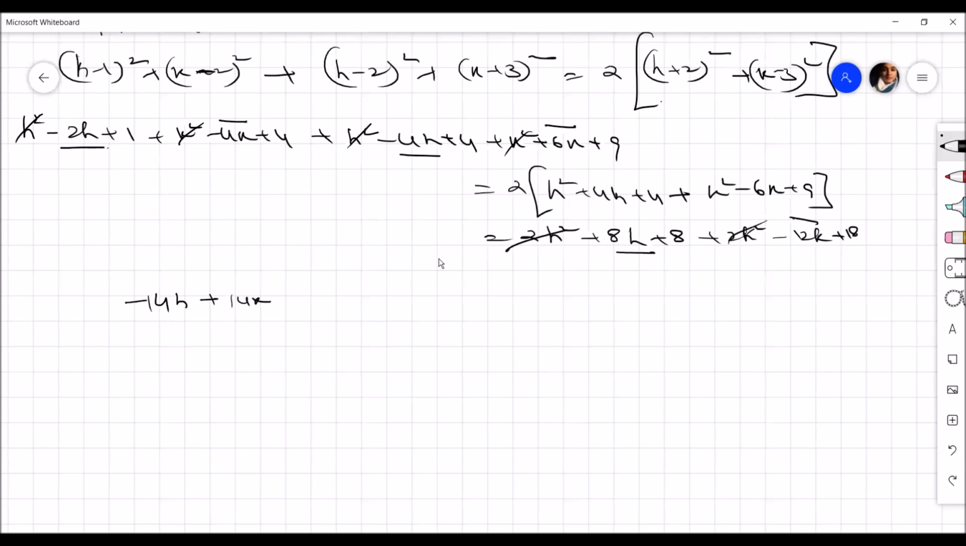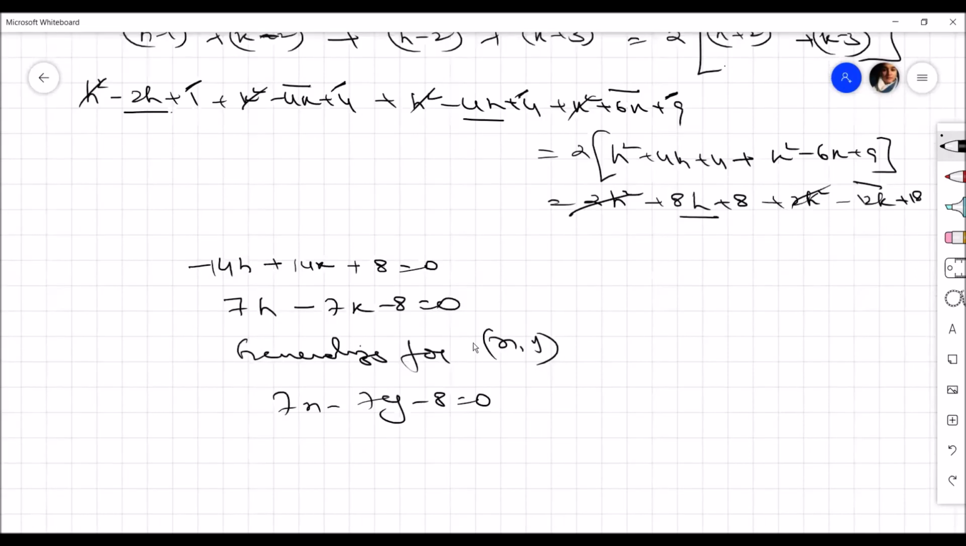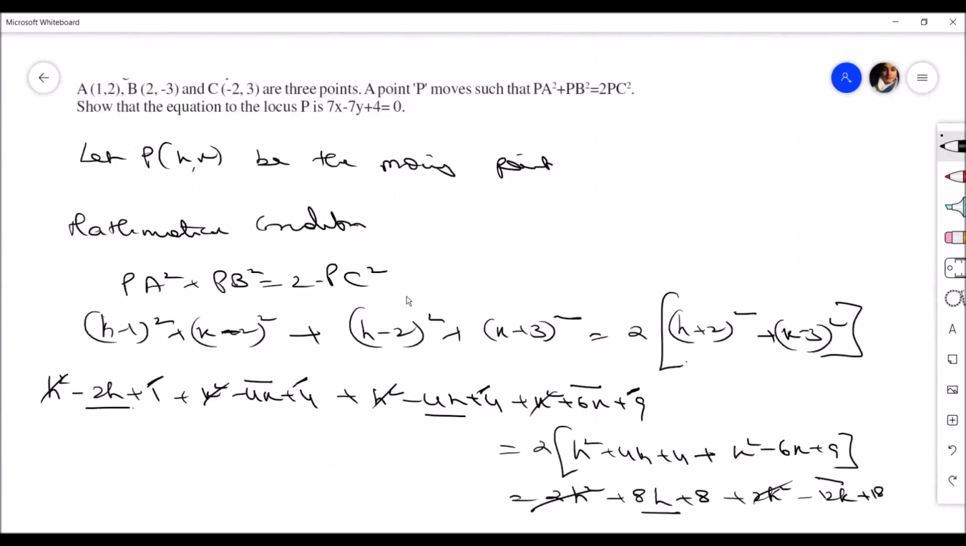Okay, and then the constant terms, that is 1, 4, 4 and 9, that is 18, and this is 18 plus 8, that is 28. So that's plus 8 is equal to 0. Correct me if I'm wrong, because I can take out 2 common and then also multiply it with a minus sign. That's 7h minus 7k minus 8 equal to 0. Generalizing for x comma y, 7x minus 7y minus 8 should be equal to 0. Right? Where did I go wrong?